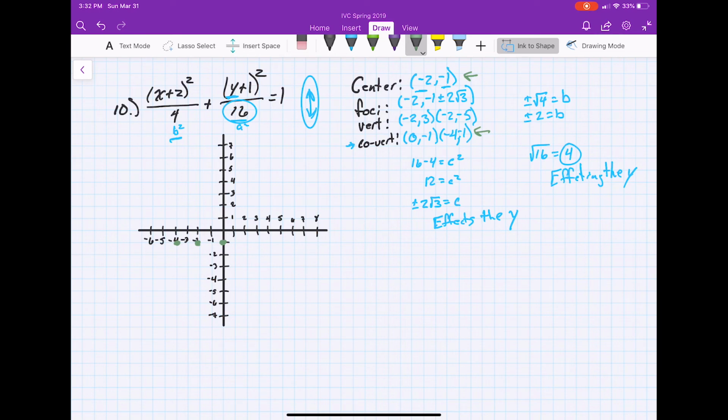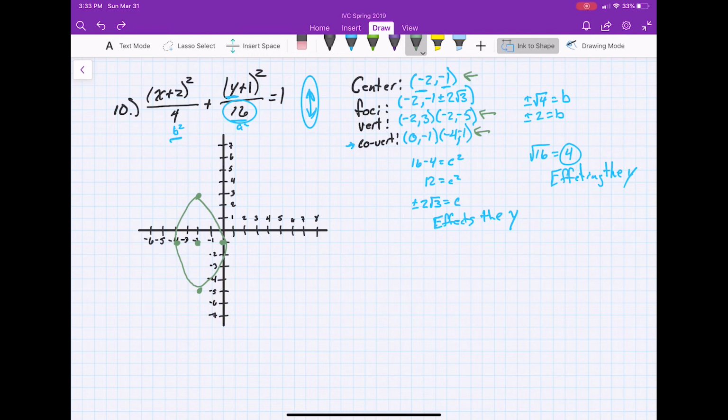Now that's the narrow part of our oval. Let's do the long part of our oval. We'll do these because they're also whole numbers, easier to plot. It's -2, 3, and -2, -5. That's really the whole thing. We don't need to plot the foci, but there you go. It's a diamond. Let's see if we can make a nice oval. Nope, computer says no. It says diamond. We'll leave it like this.